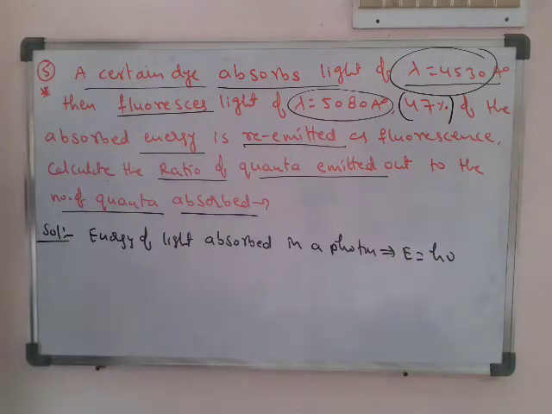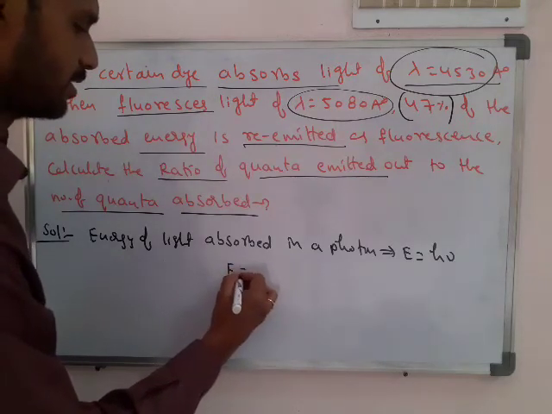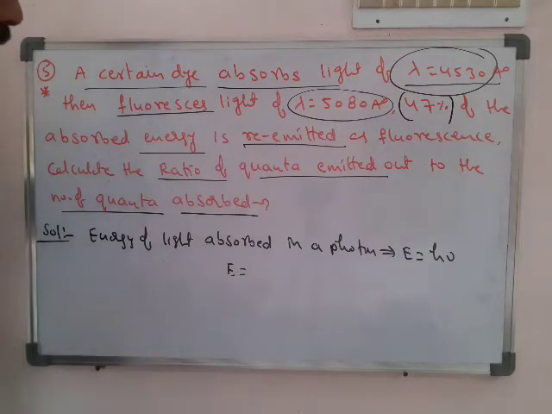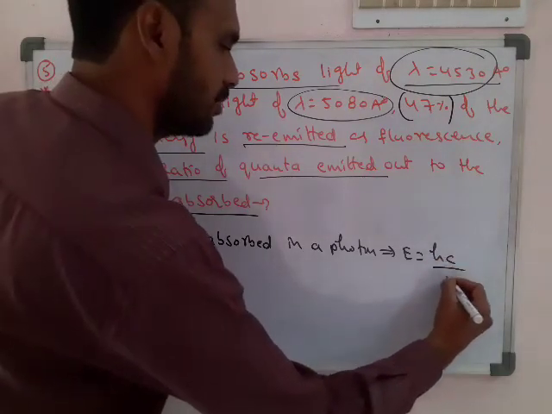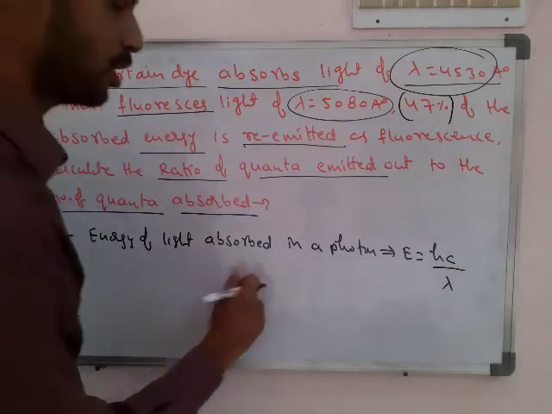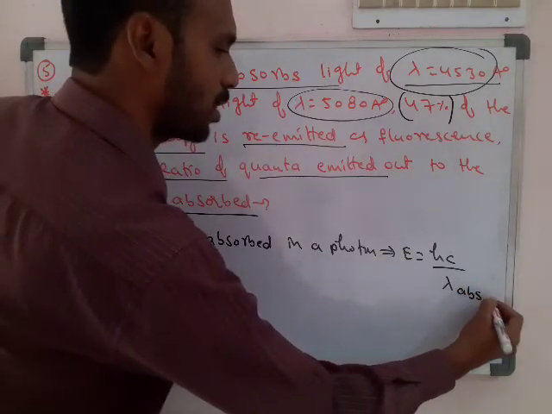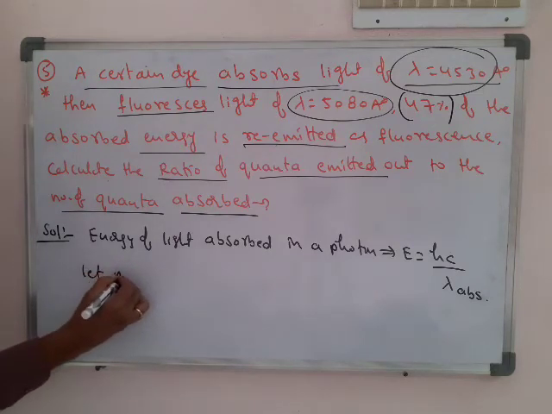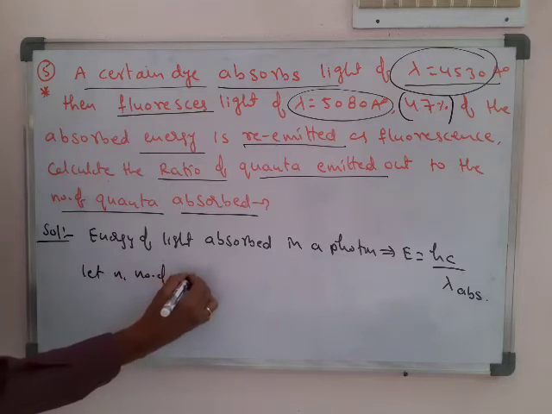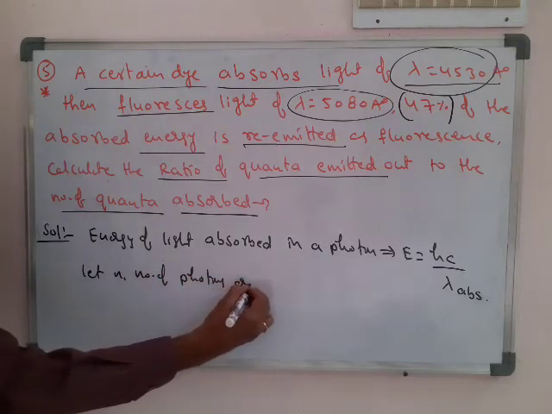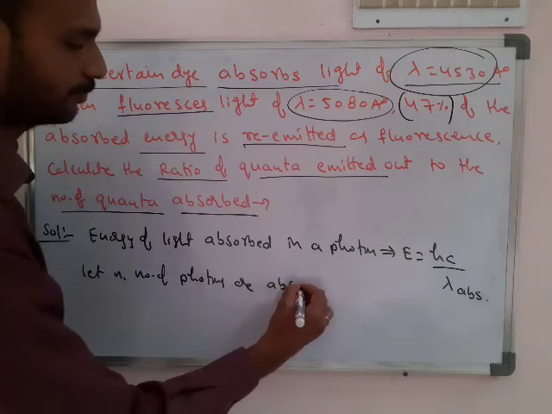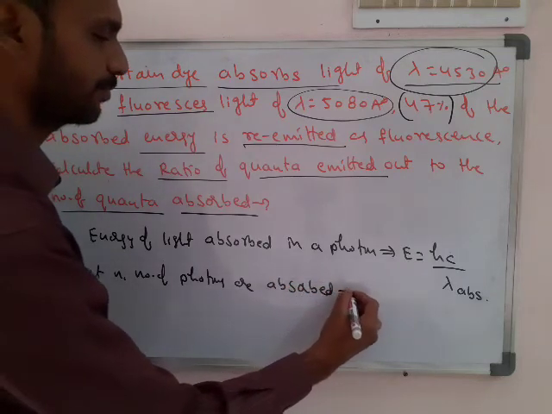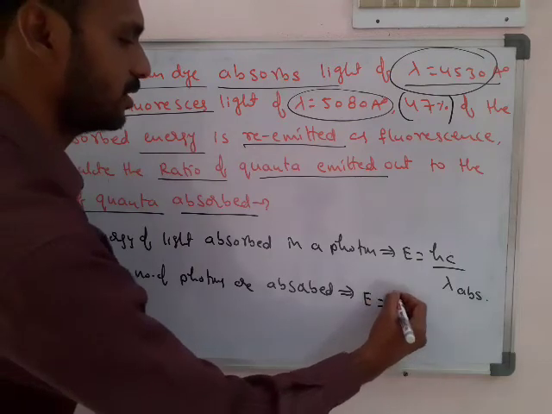So the general formula is h nu, or hc by lambda. Since the value of lambda is given, we directly take it as equal to hc by lambda. So the energy of light absorbed, we are taking lambda absorbed. Let n1 number of photons be absorbed. So then it becomes E is equal to n1 hc by lambda absorbed.